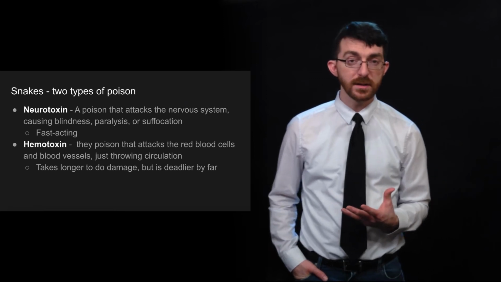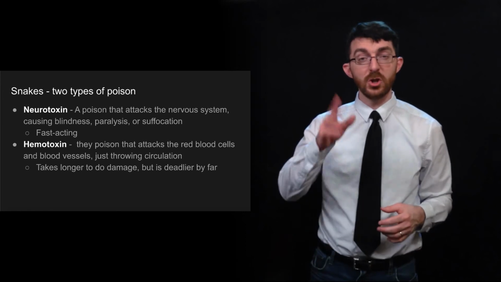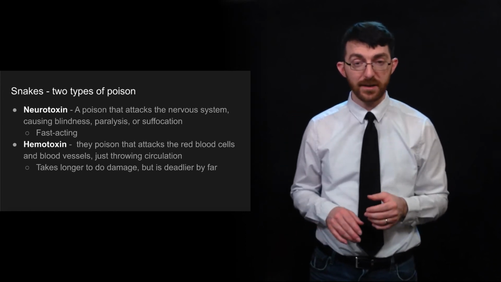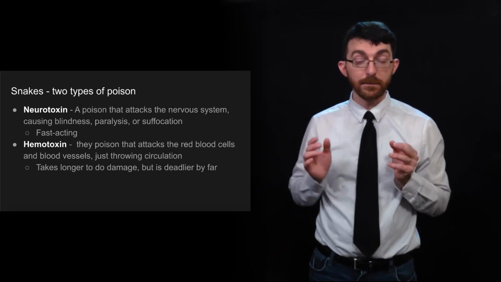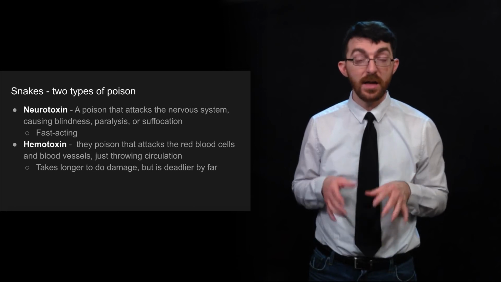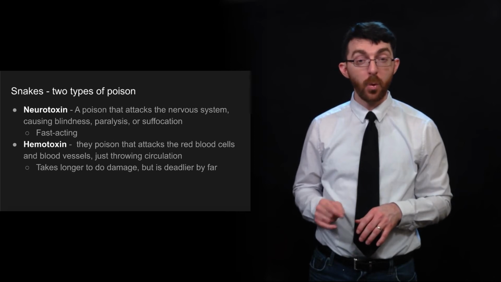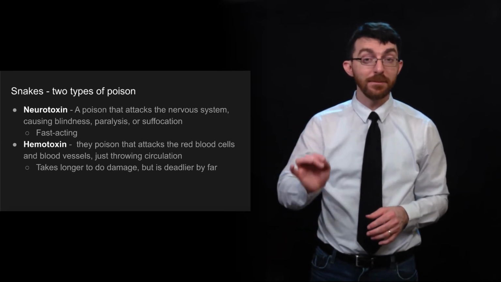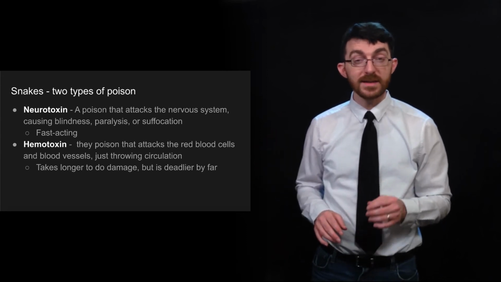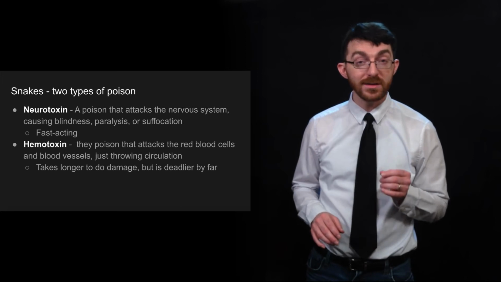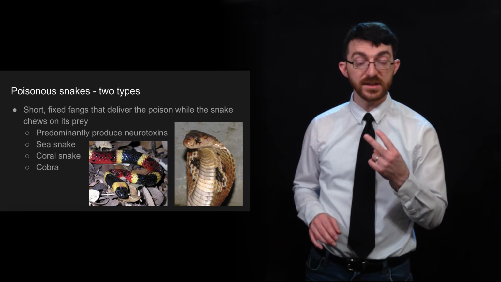So there are some snakes that are famous, of course, for being poisonous, and it turns out that snakes make 2 types of poison. We've got a neurotoxin and a hemotoxin. Neurotoxins are poisons that attack the nervous system, causing blindness, paralysis, or suffocation. These act fast, but the other one is actually more deadly. Hemotoxins are poisons that attack the red blood cells and blood vessels, which throws off your circulation. These take longer to do damage, but they are deadlier by far. So there are two types of poisonous snakes.